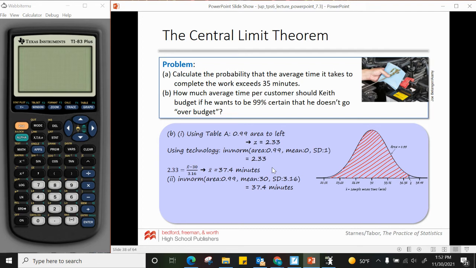Sorry, he wants to be 99% certain. Remember, it's not guaranteed that it will happen 99% of the time. That's like the law of large numbers. He'd have to do this promotion lots and lots of times in order to satisfy that 99% won't go over. But he's 99% certain he won't go over if he accounts for each inspection taking 37.4 minutes.